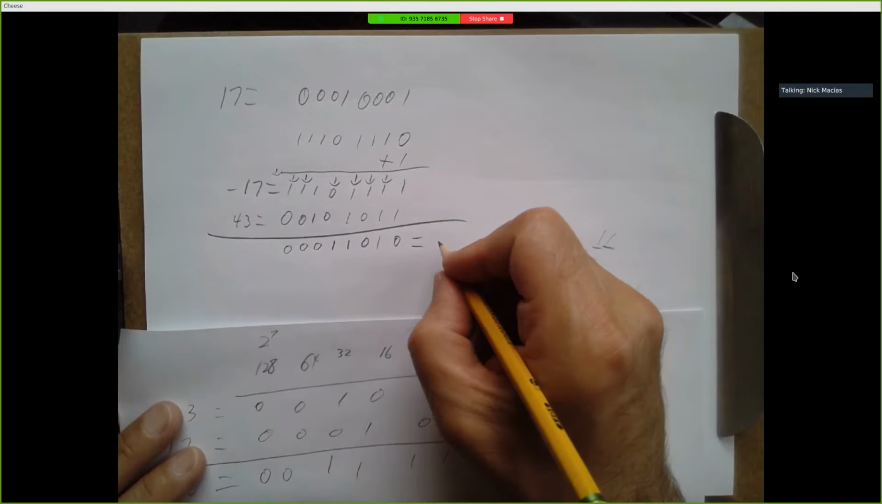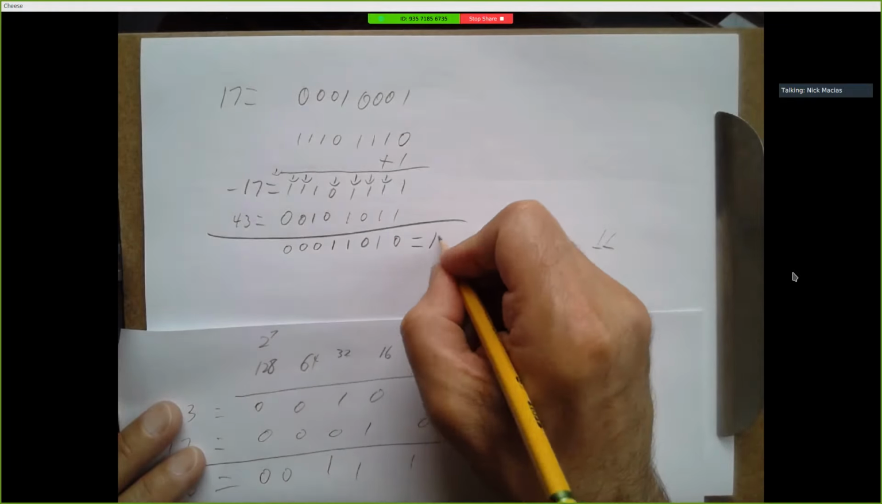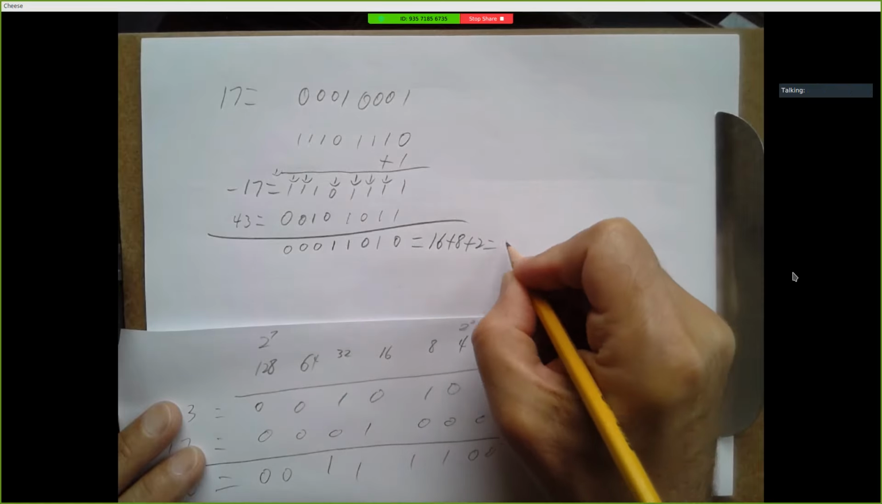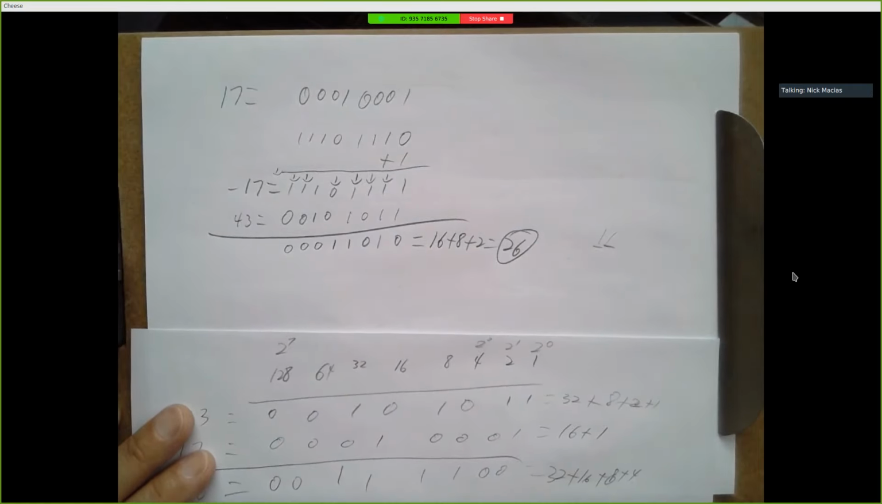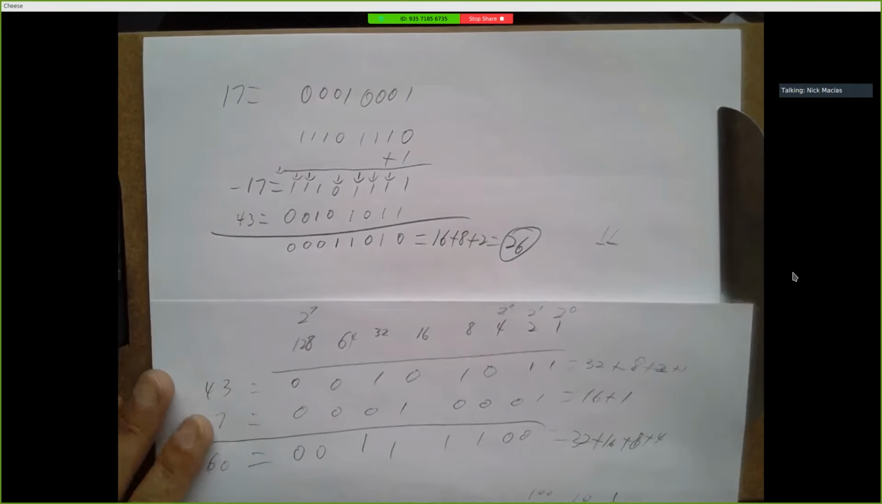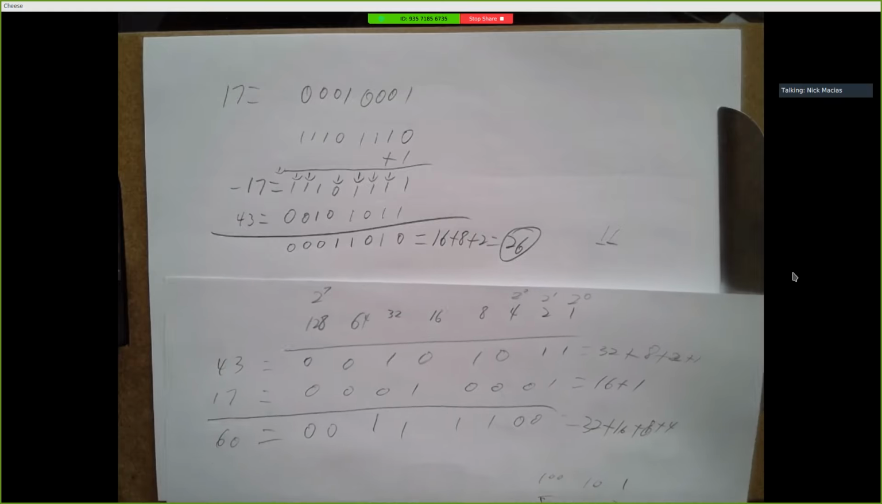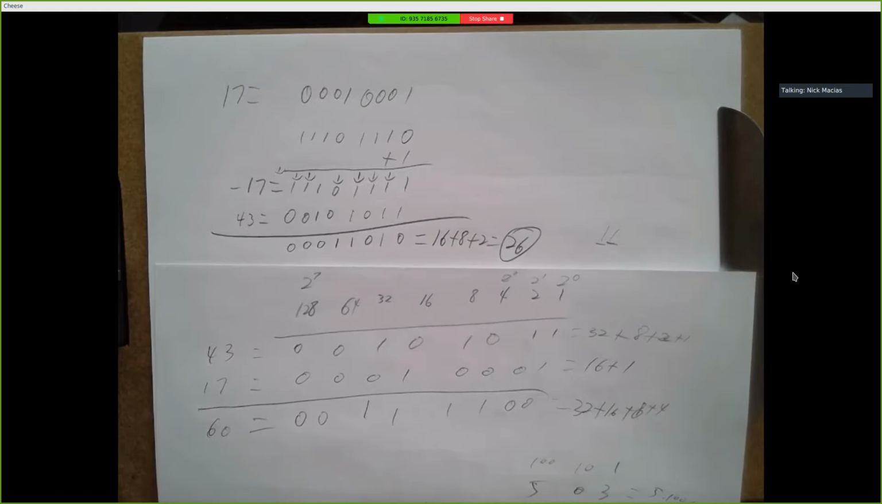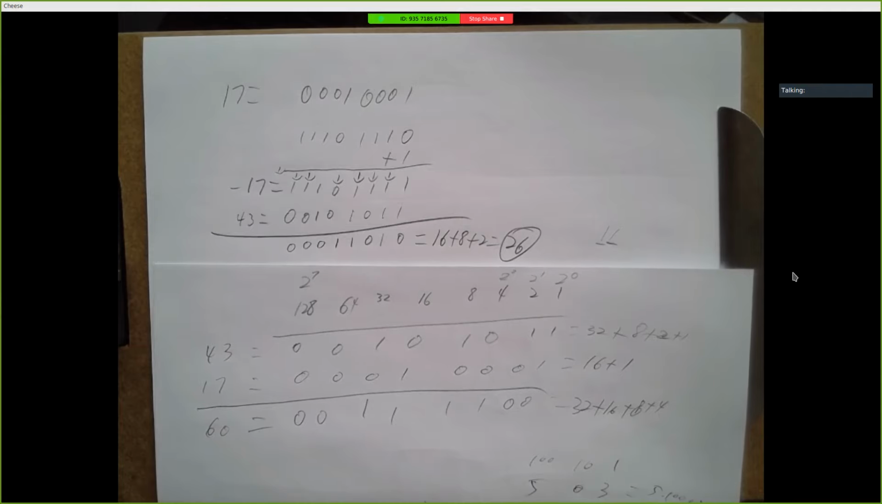Well, what is this equal to? This is 16 plus 8 plus 2, that's 26. Well, guess what? That's equal to 43 minus 17. So by expressing negatives using 2's complement notation, we can do addition and it will add negative numbers correctly. And that's pretty much all there is to dealing with binary addition and subtraction arithmetic.